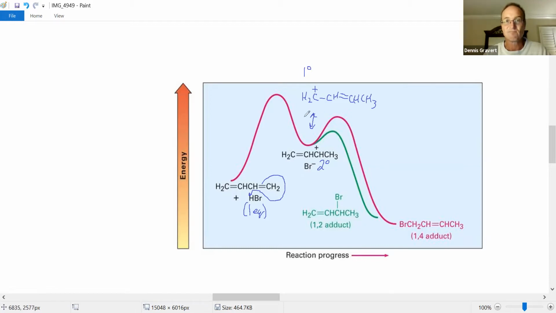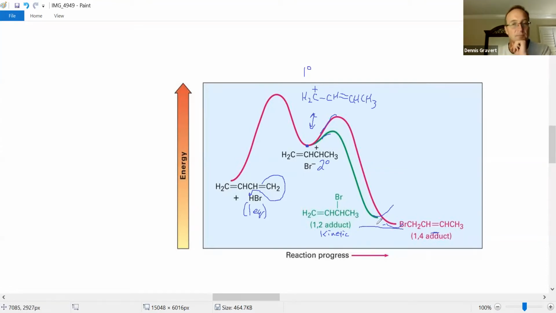Actually, the intermediate should be a little higher in energy. To go over this activation energy requires the less stable carbocation. That's why it's higher in energy. This one is lower in energy. Well, it's secondary, so it's easier to get over this hill. So it's easier to go over this small hill at low temperatures and make the kinetic product, this one. And it's not as low in energy because this one's more stable.